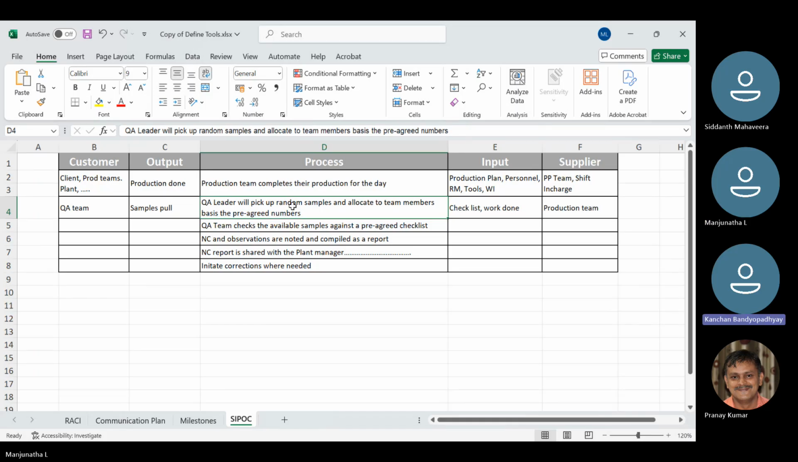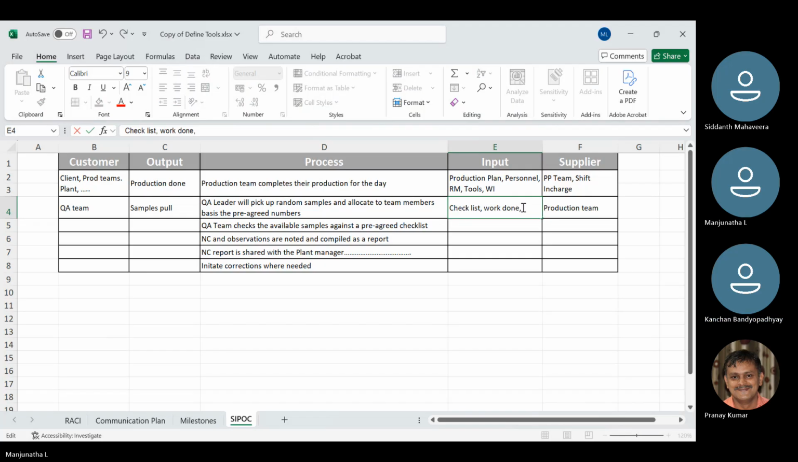So my input would be the checklist and work done. Those are the two inputs. I guess my finished goods and batch records would be the inputs as well. Maybe I will write traceability details, because next time we need to identify what was what. So I will write it as a batch record, traceability data.